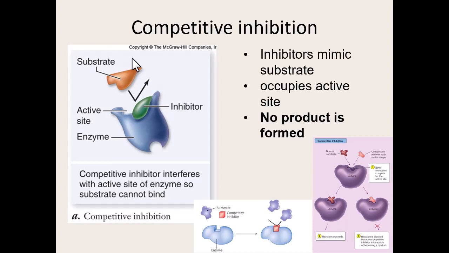Again, different pictures. If this is supposed to fit in the active site, but this thing comes along and fits in first, the substrate can't do anything. It can't fit in the active site. Actually, I can't remember which one is out of your edition of the textbook. This is the normal substrate that's supposed to fit in there, but if this inhibitor gets there first, the normal substrate can't bind, it can't do anything. Again, it's called competitive because they're just competing for the same active site.